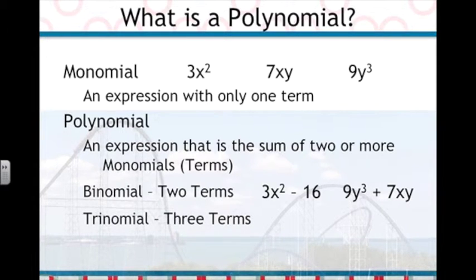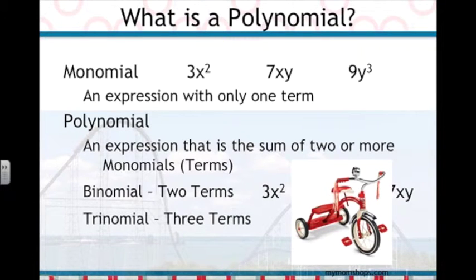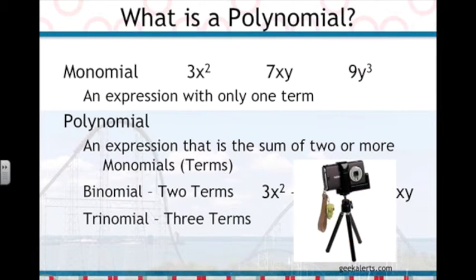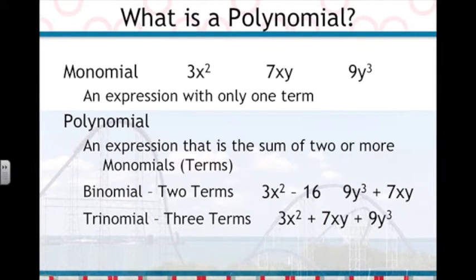A trinomial has three terms. Again, you can remember this easily if you look at the prefix tri. A tricycle has three wheels, and a tripod holds things up on three legs. Notice that this polynomial, 3x squared plus 7xy plus 9y cubed, has three terms, so we would call it a trinomial. Although there are prefixes that mean 4, 5, 6, and so on, anything with more than three terms we simply refer to as a polynomial.